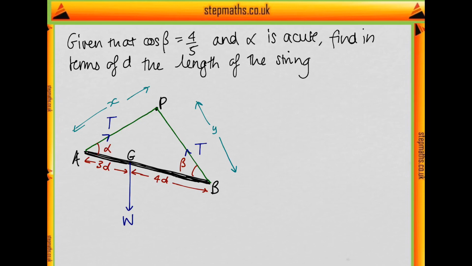So given that cos beta is 4 over 5 and alpha is acute, find in terms of d the length of the string. So I've labelled the length AP x and the length PB y, and we want to find what x plus y is. So what did we learn in the previous part of the question? We got a relationship between the sines of alpha and beta. So to work out lengths of this triangle, so we have this triangle here, APB, and we've got two angles, and we've got two sides that are opposite the angles.